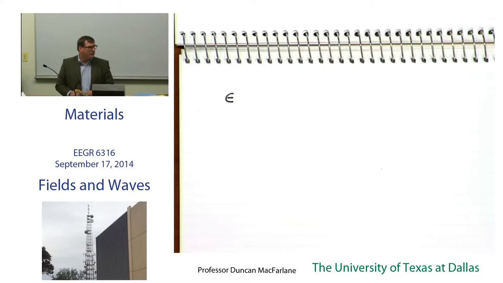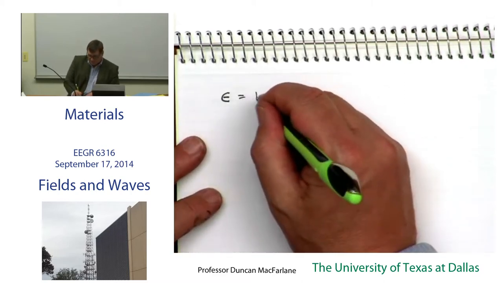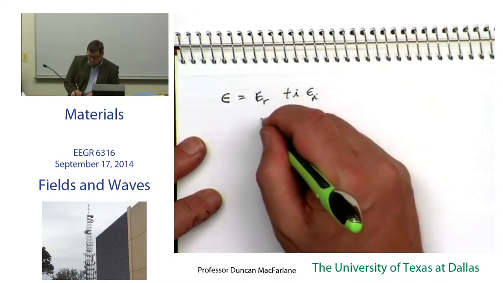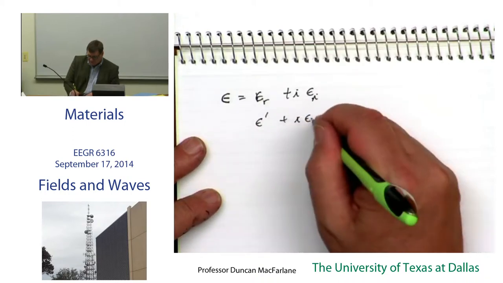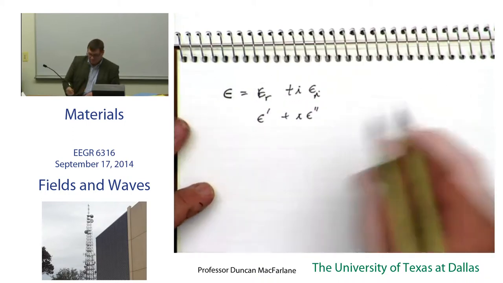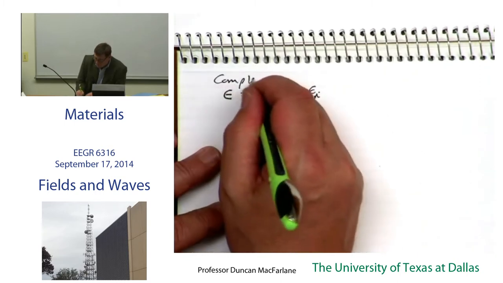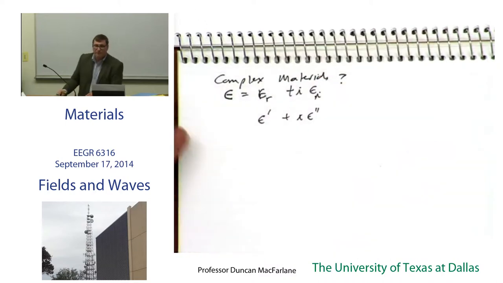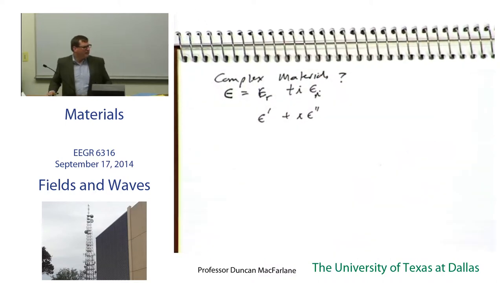So have you guys ever worked with complex materials? Where epsilon is equal to epsilon real plus i epsilon imaginary? Or maybe you wrote it epsilon prime plus i epsilon double prime? Complex materials. Has anyone ever worked with that? No? I can't believe that. I remember it from EMAC. Good. But I remember what it was for. Okay, that's fine.